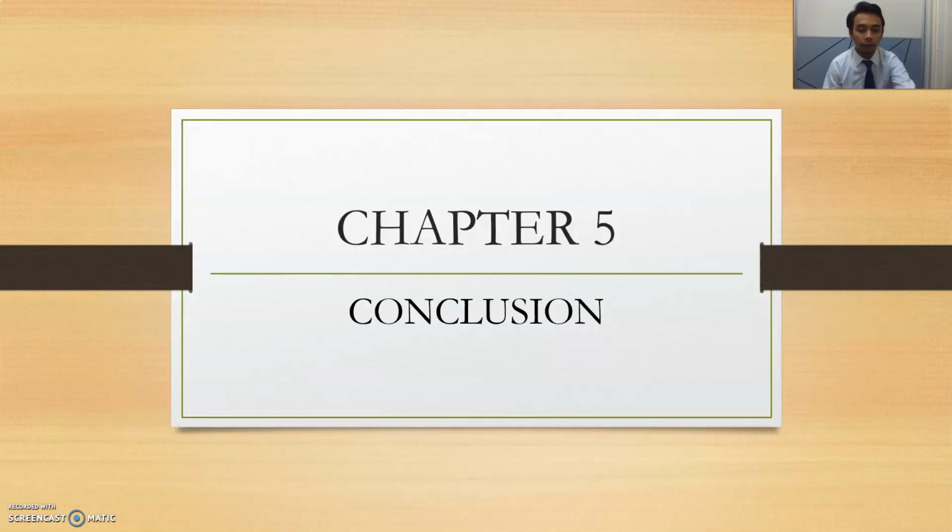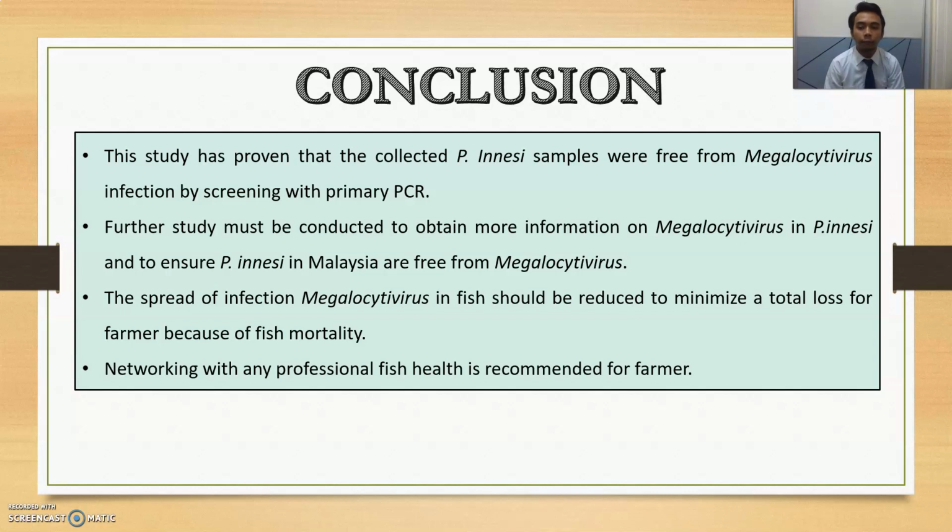Move to the conclusion. This study has proven that the collected neon tetra samples were free from megalocytivirus infection by screening with primary PCR. Further study must be conducted to obtain more information on megalocytivirus in neon tetra to ensure neon tetra in Malaysia is free from megalocytivirus. The spread of megalocytivirus infection in fish should be reduced to minimize total loss for farmers because of fish mortality.